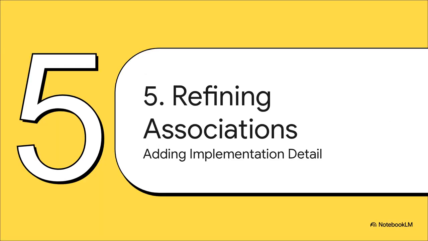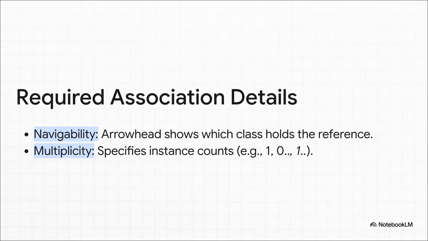All right, it's time to add that final layer of detail to our associations. We need to make them so precise that a developer can implement them without any guesswork at all. So at the design level, every single association needs two key details. First is navigability, which you show with an arrowhead. It tells us which class holds the reference to the other. And second, you need multiplicity. This spells out the exact numbers, 1 for 1, 0 dot star for 0 or more, and so on.